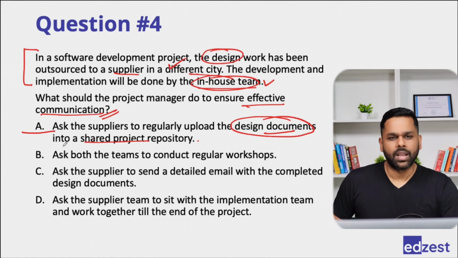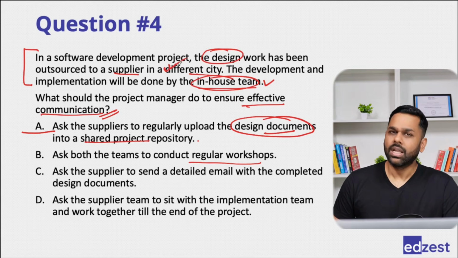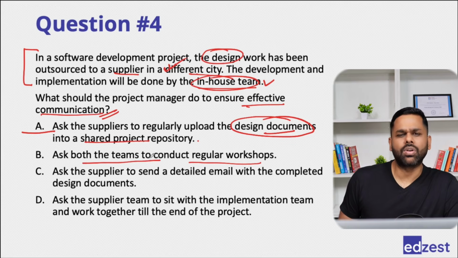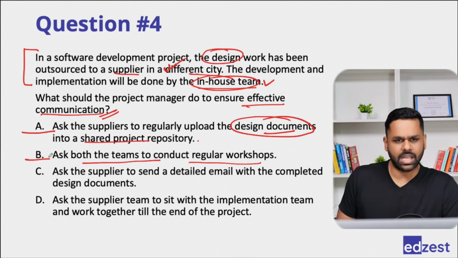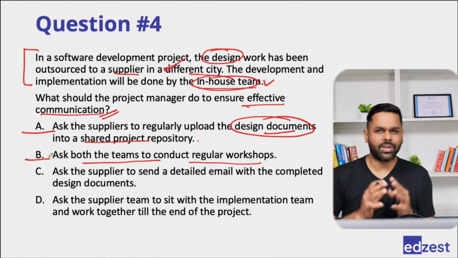Let's go to B. Ask both the teams to conduct regular workshops. Right? So if there are regular workshops, it will be better. Probably it will be an online workshop because they are in different cities. Probably it could be in-person workshops. We don't know about that. But we can say that this is also a good way of communicating. We will keep this as well, because you cannot eliminate it. These are all ways of communication.